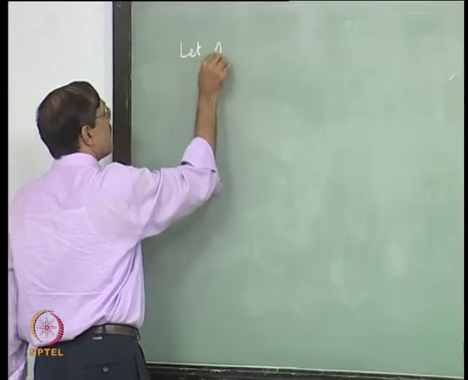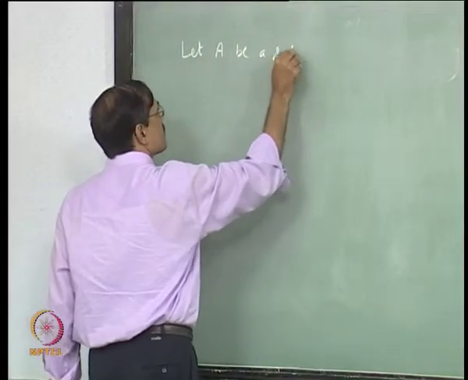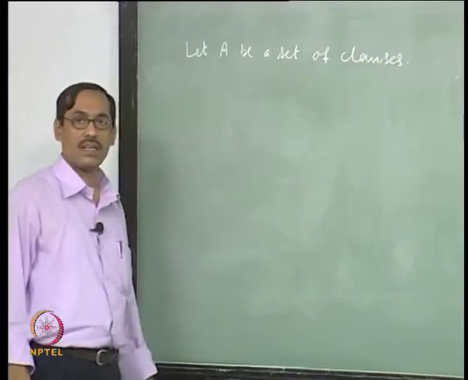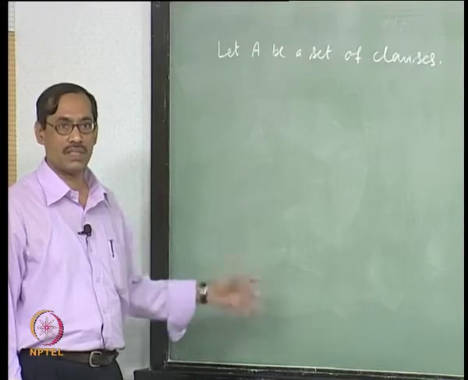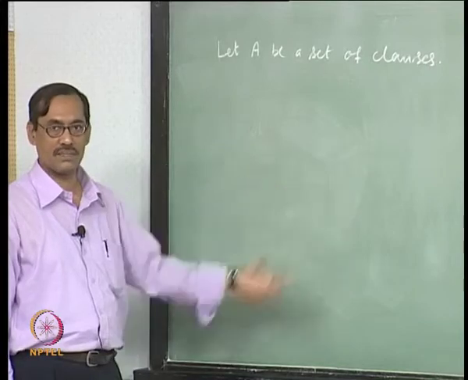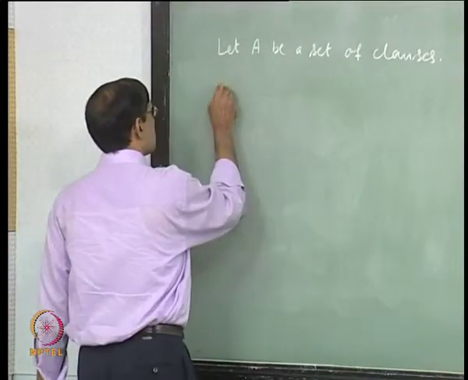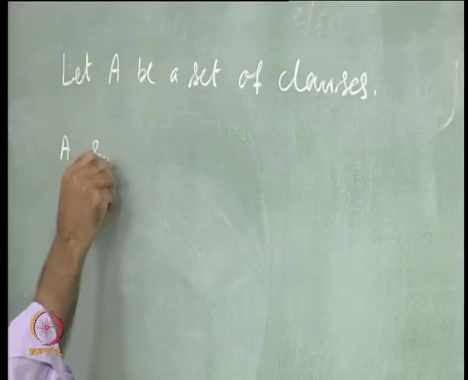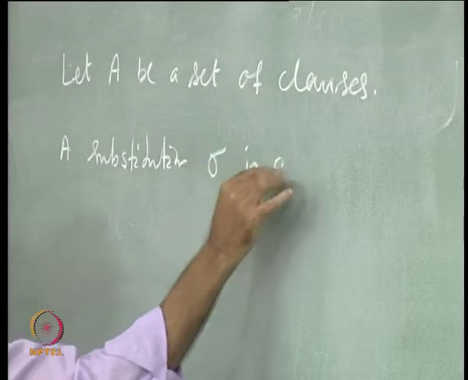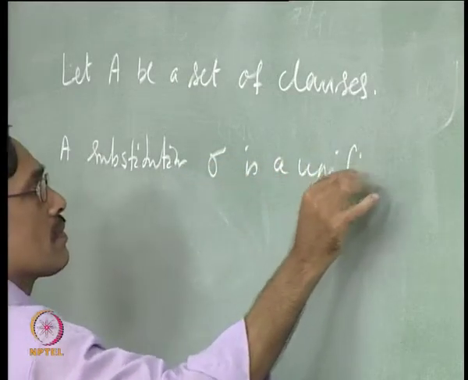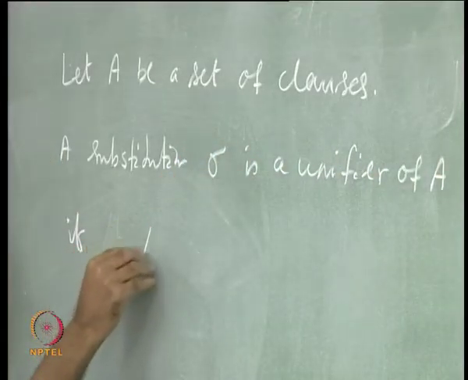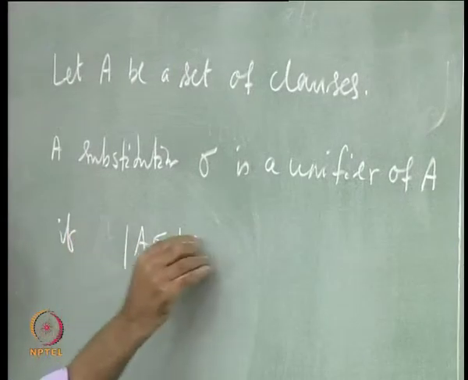let A be a set of clauses. Our assumption is all these clauses are in DNF, because we are using only SCNF here. So already they are disjunctive clauses, disjunction of literals. Now we say that a substitution sigma is a unifier of A if A sigma is a singleton.